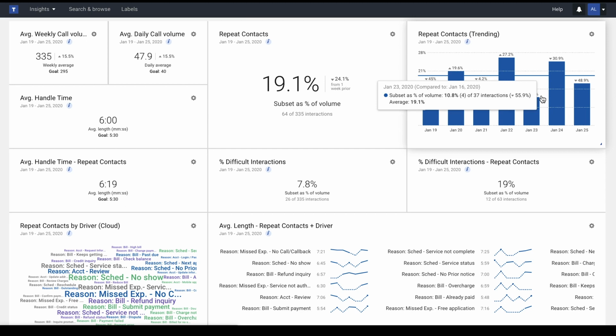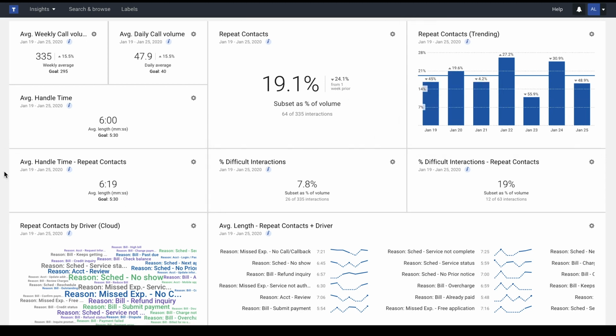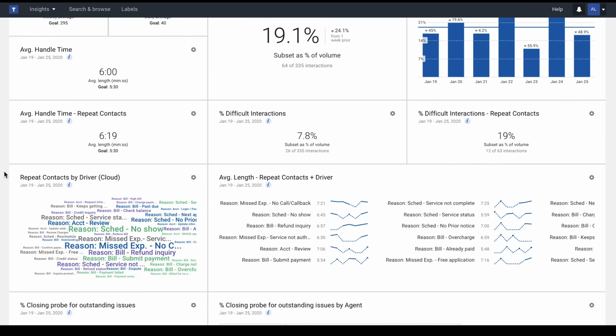Tether, from a high level, allows you to keep track of all these general metrics, but we can also help pull apart what is driving repeat contacts. So what is the specific reason your customer is saying to you, this issue is not getting solved and they're having to call you back again? Tether has a cloud graph. It quickly illustrates how some reasons such as schedule no-show or missed expectations, no call back, or a bill refund inquiry are what's actually driving your repeat contacts.